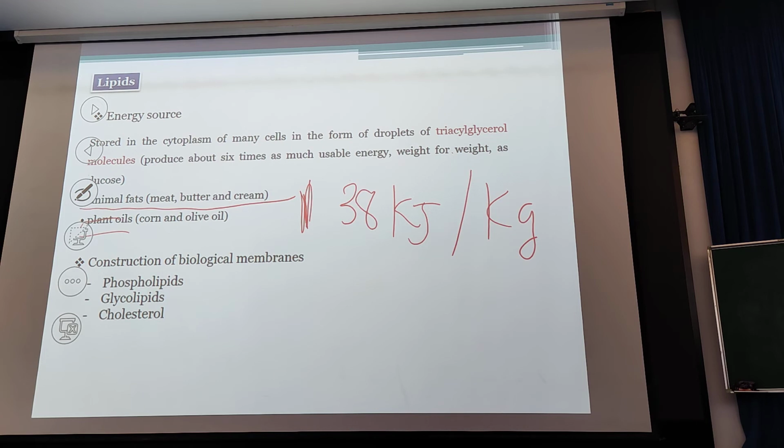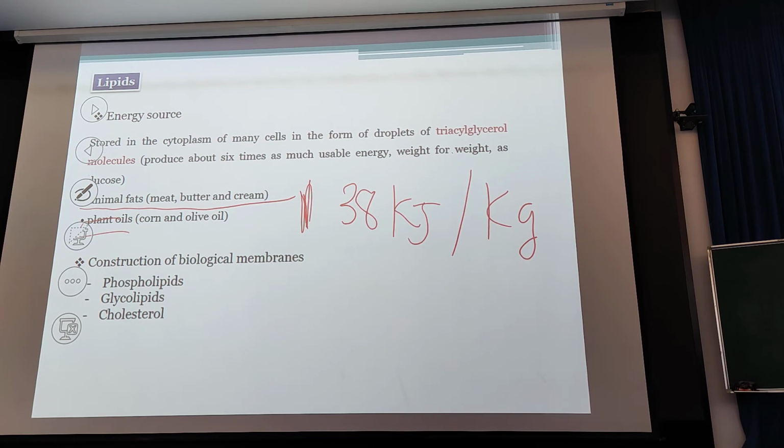Lipids provide more energy compared to glucose. But in the cells, lipids are more in the storage form, the storage energy source. But sugars are easy to break down into smaller parts to release energy. So we can call the active source of energy the sugars, but the storage energy source, we have the lipid.